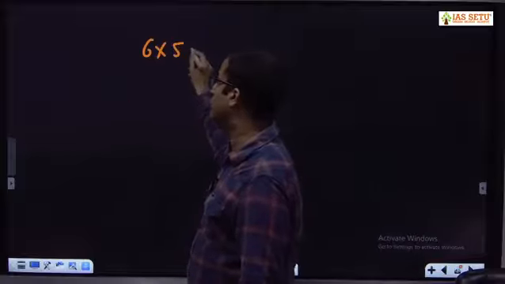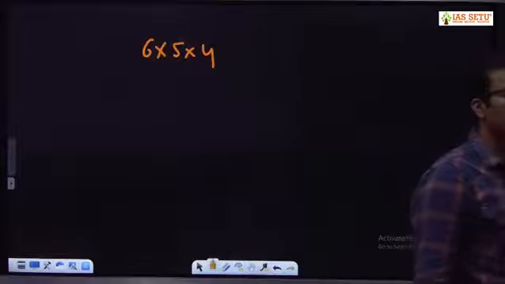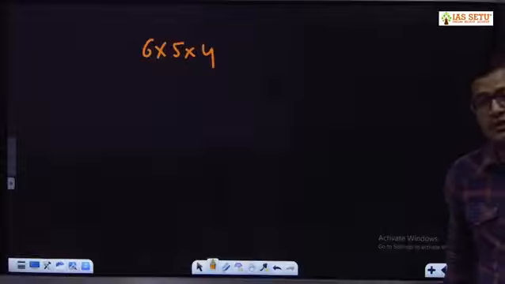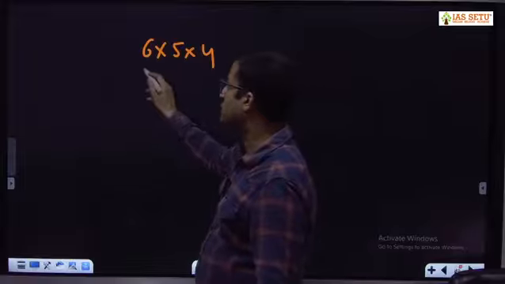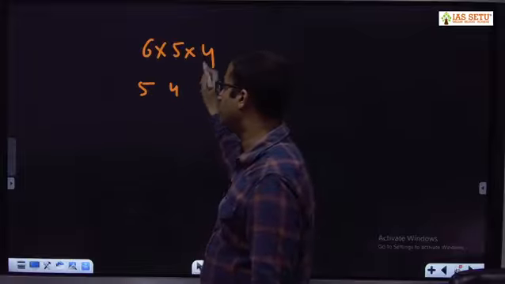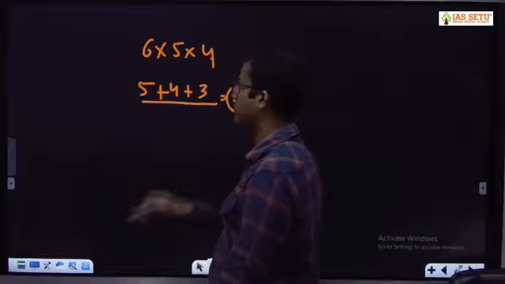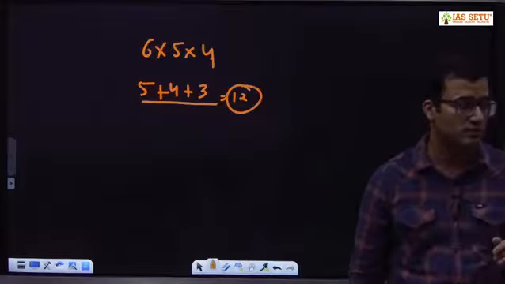6 into 5 into 4. We have 6 pieces along the x-axis, 5 pieces along the y-axis, 4 pieces along the z-axis. So here, what is the number of cuts required? 6 pieces require 5 cuts, 5 pieces require 4 cuts, 4 pieces require 3 cuts. Is it okay? Is this rule clear?